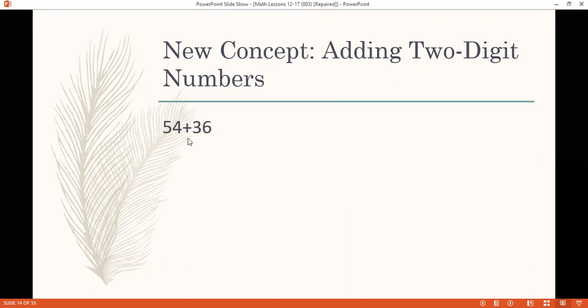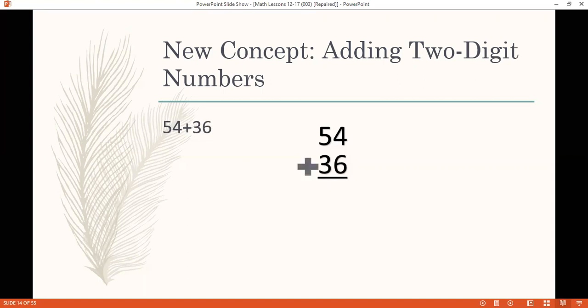Moving on, we have 54 plus 36. Which of these two numbers is our bigger number, our greater number? If you said 54, phenomenal job. 54 is our greater number. And then we're going to put 36 under our 54 because we're always going to add or subtract vertically when we're doing this work so we can show it.